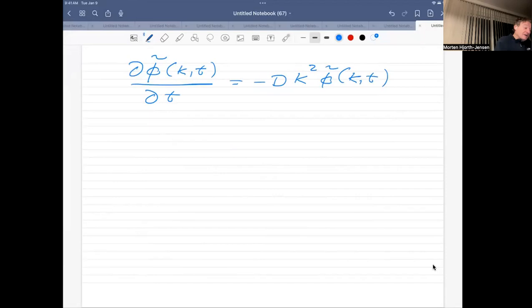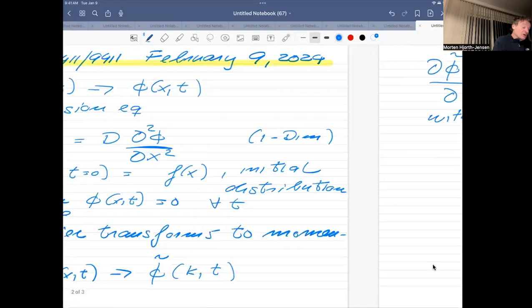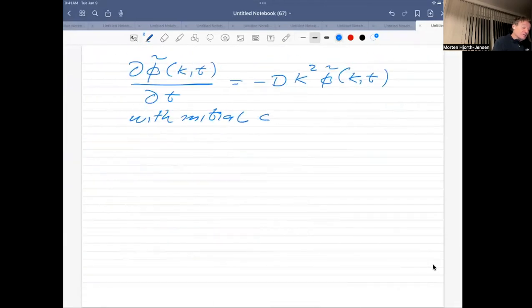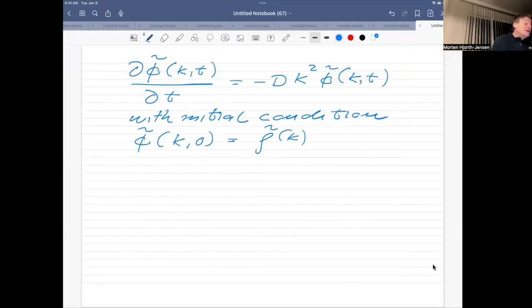And it's going to have an initial condition, which is also Fourier transformed. So we're just transforming the coordinate space degrees of freedom. So with initial condition, which is now phi tilde of k at time t equals 0, which is given by this f tilde of k. This equation has then a unique solution, and the unique solution is then given by the following.